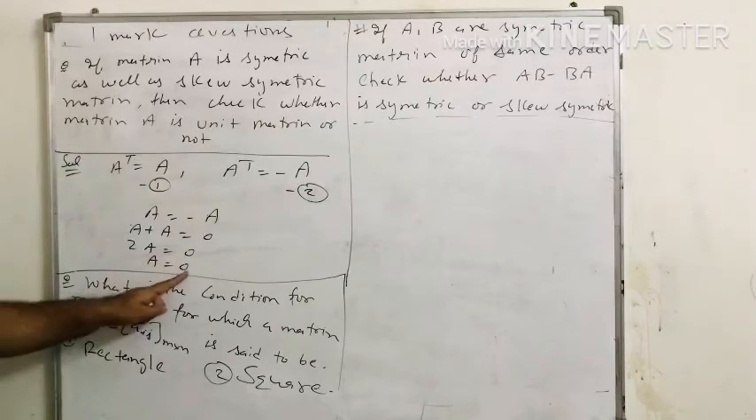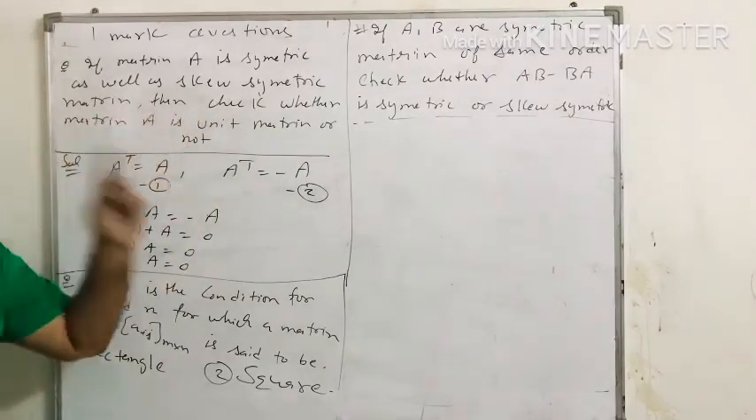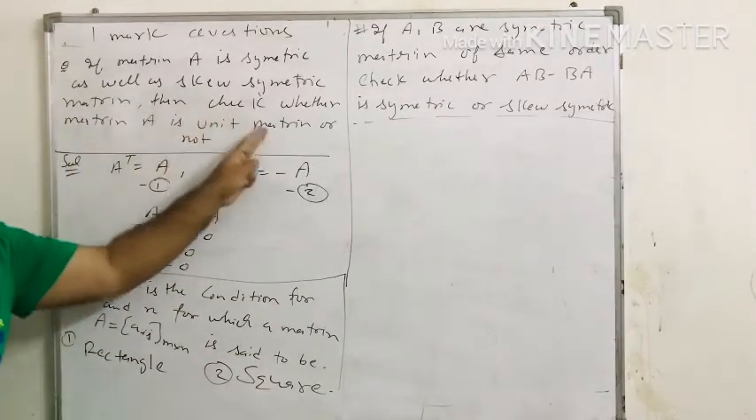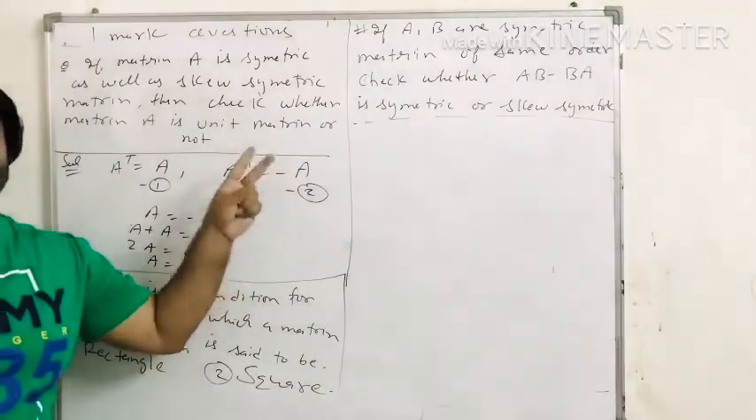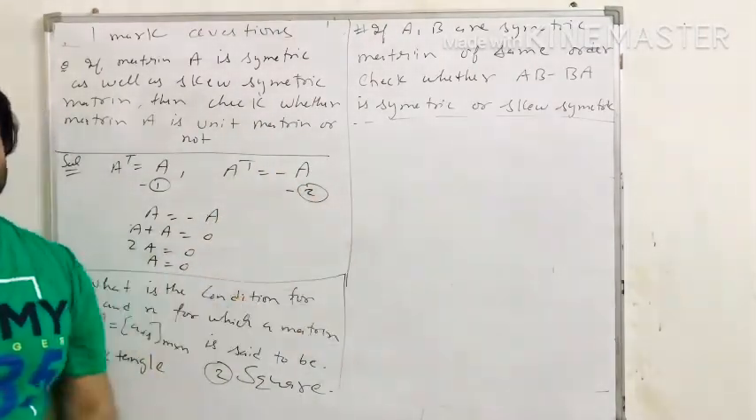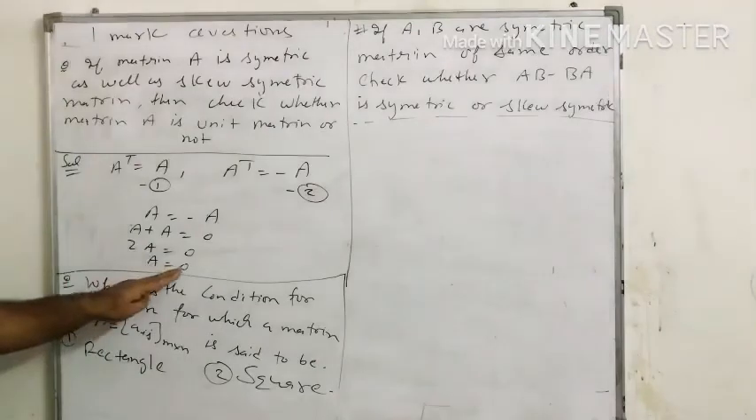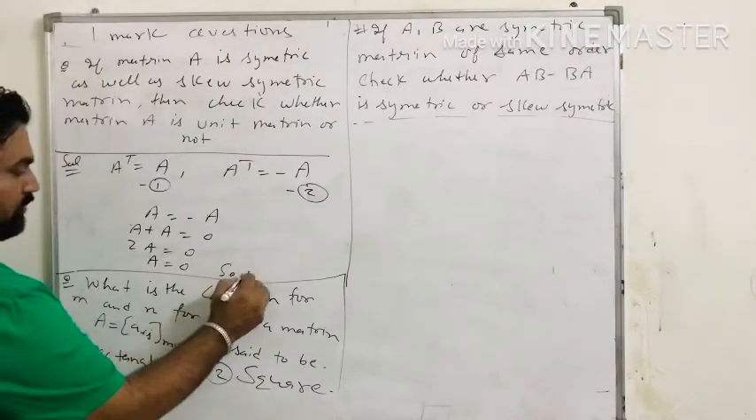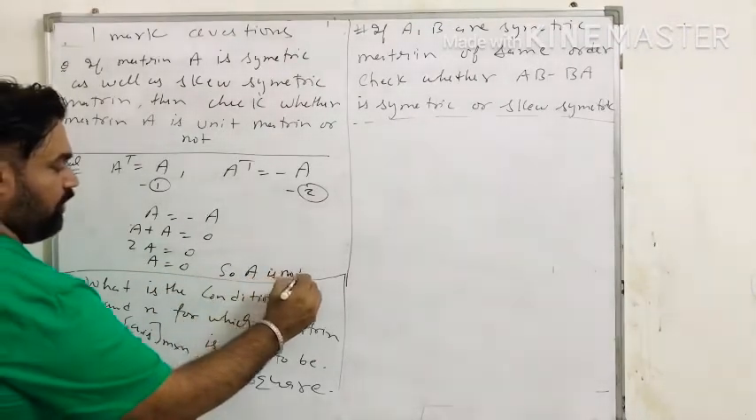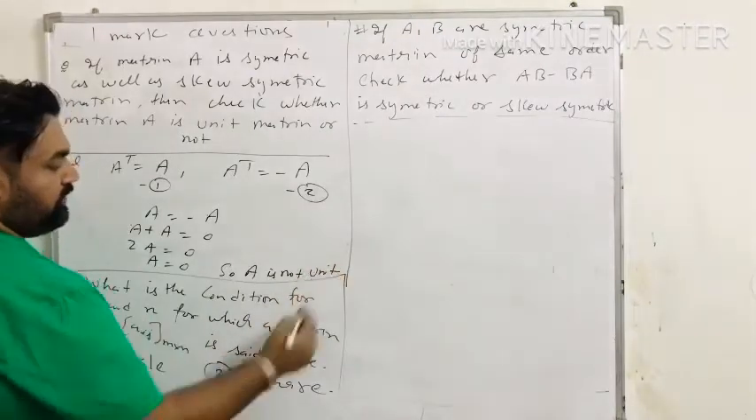If A equals 0, then A is not a unit matrix. A unit matrix is a matrix whose principal diagonal elements are 1. So now the value of A is 0. So A is not a unit matrix.